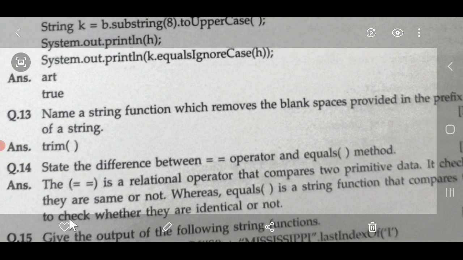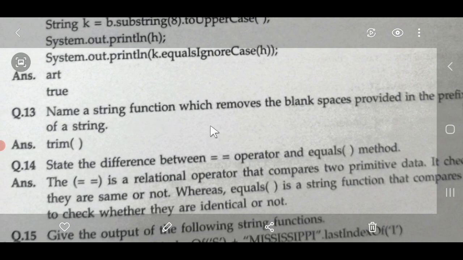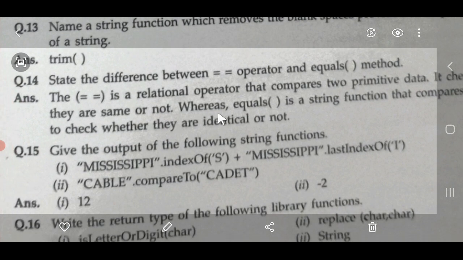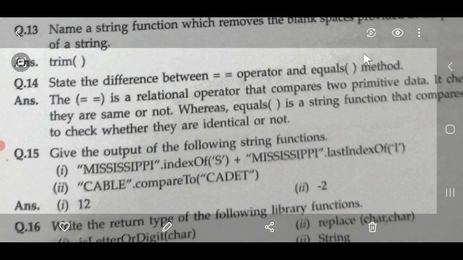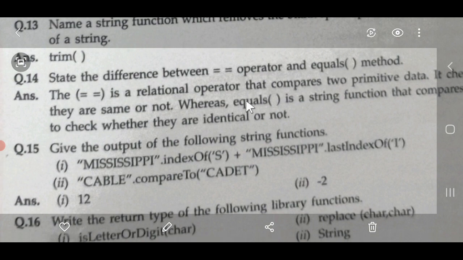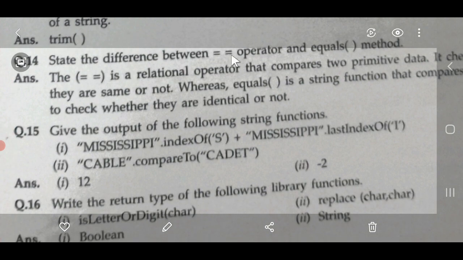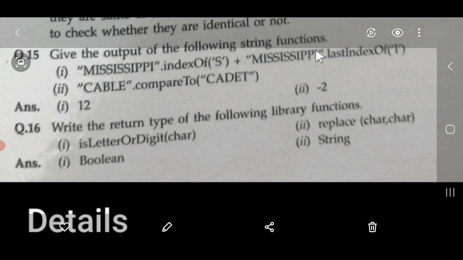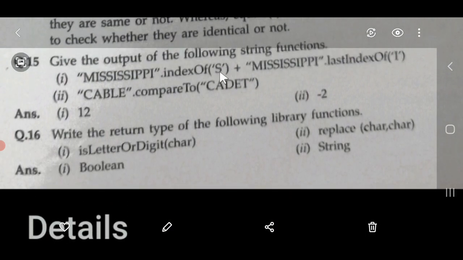All right, now students, name a string function which removes the blank spaces. Very easy, it's trim. State the difference between double equal to (==) and equals. So == is a relational operator, and equals is a function, a string function. This returns true or false, depending upon the equality of the strings, whether they are same or not. After that, == compares primitive data types, and equals is there to compare strings, which are non-primitive.